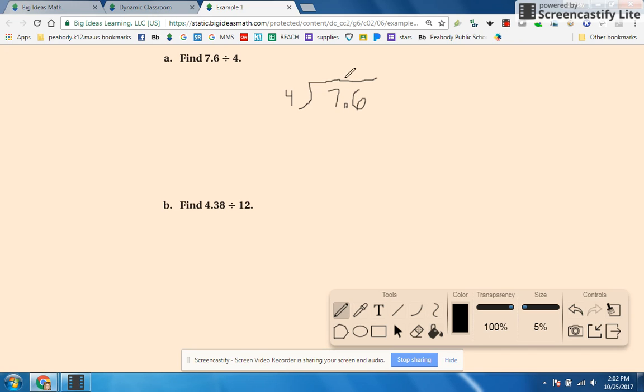You'd bring the decimal point straight up into the answer, and then just pretend it's not even there and do regular division. So 4 goes into 7 once. 1 times 4 is 4. Subtract, 7 minus 4 is 3. Bring down the next digit. Now I'm doing 4 into 36. That goes in exactly 9 times. I get my 36, subtract, and I get 0. So my answer is 1.9 or 1 9/10.